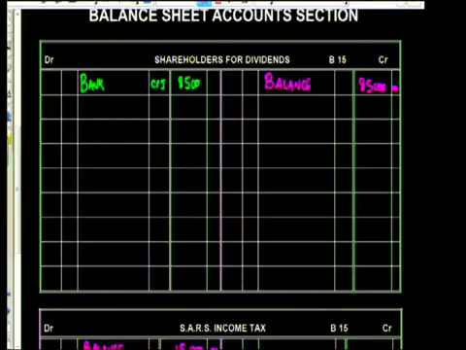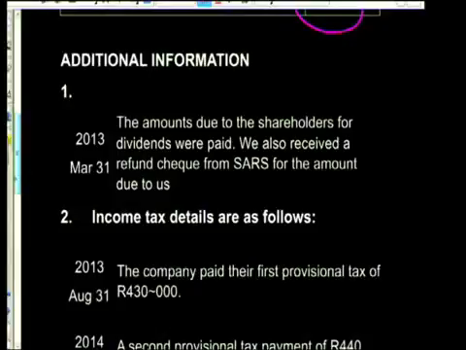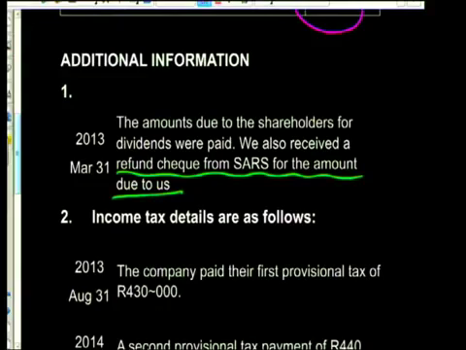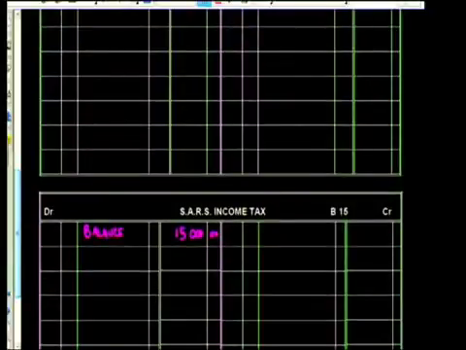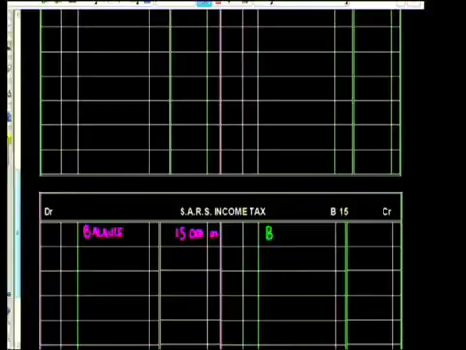85,000 Rand. Okay, and the other transaction also said that we received a refund cheque from SARS for the amount due to us. Therefore, which ledger account? SARS income tax. I'm receiving money. Therefore, I'm debiting my bank account. I'm crediting SARS income tax. That entry is bank. I'm receiving the money. Understand that. So this entry comes from my cash receipts journal, and the amount is 15,000 Rand. Okay, got that? Brilliant. Let's move on.